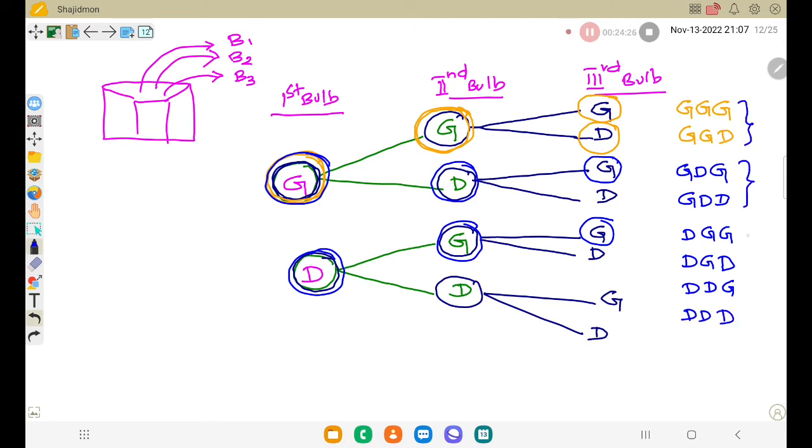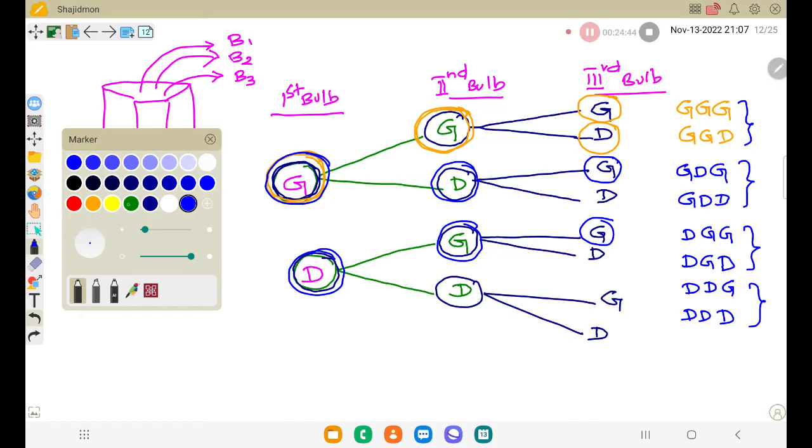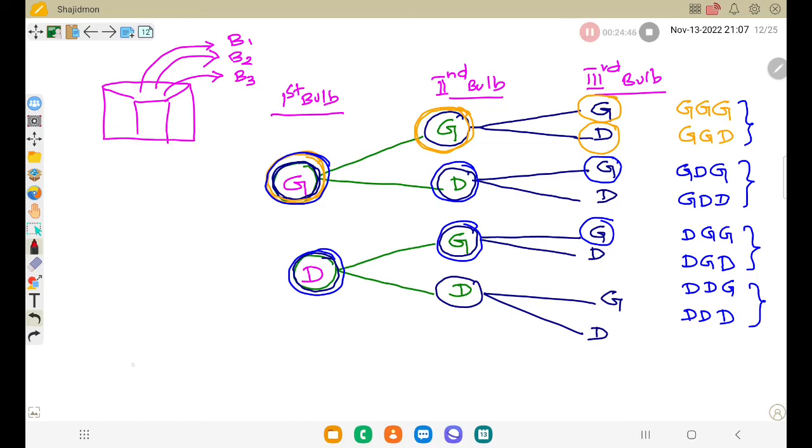So totally how many options are we getting here? 2, 4, 6 and 8 options we are getting totally, correct. So totally 8 options we will get if we are choosing 3 bulbs from a box, marking G for good bulb and D for defective bulb. So how are we getting this number? How many ways are we getting? As I told you, we are choosing bulb 1, then we are choosing bulb number 2, then we are choosing bulb number 3, correct?